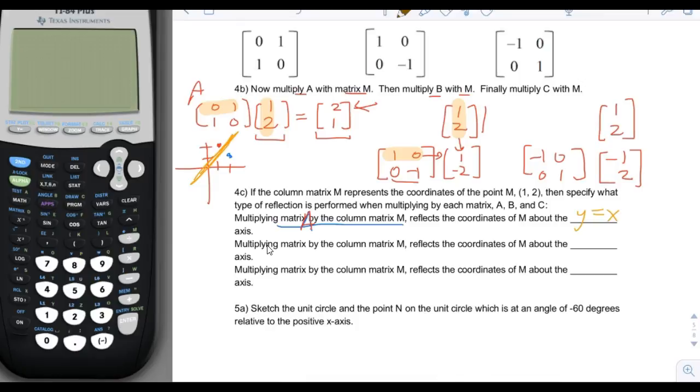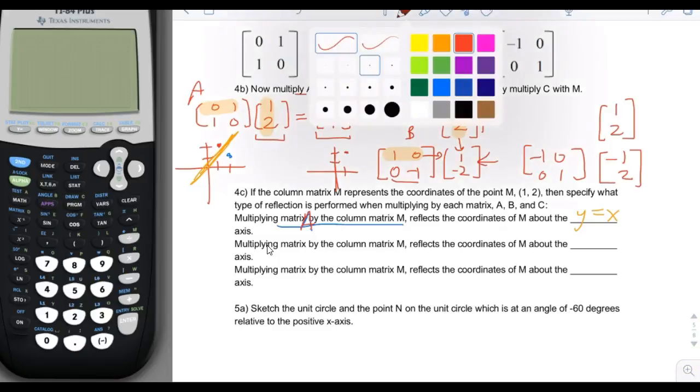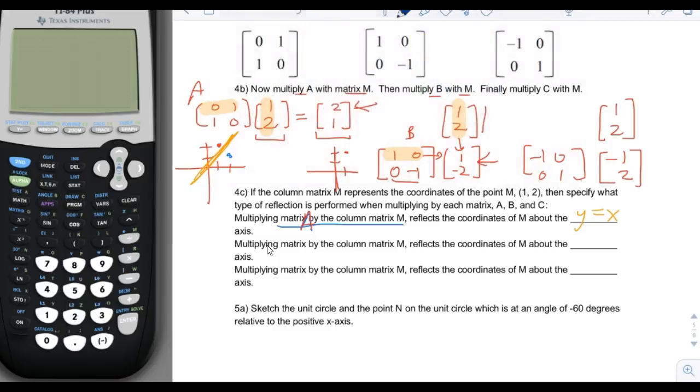Now let's graph what happens when we multiply by the B matrix. Okay? So we start out again with (1, 2). It's right there. And then it is transformed to (1, -2), which is right down here. So this is also a reflection, but this reflection happens to rotate about this line here, which is the x-axis.